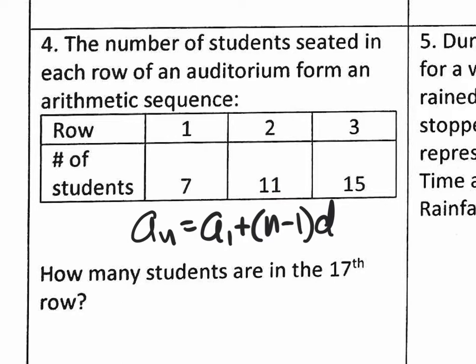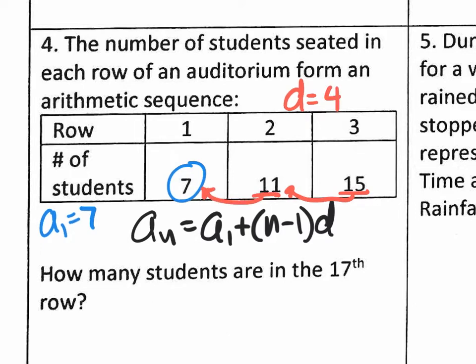Okay? So, do we know our a sub 1? What's the a sub 1? What's our first term? How many students are on the first row, guys? 7. Okay, so a sub 1 is 7. Do we have a common difference d? 4. 15 take away 11, that's 4. 11 take away 7, that's 4. So the common difference is 4. Okay, not minus 4, it's actually 4.